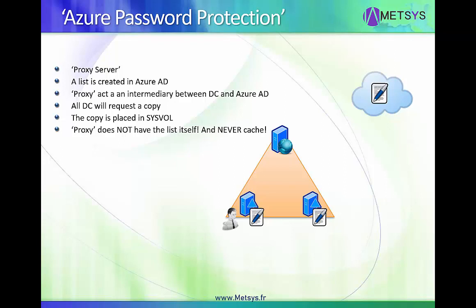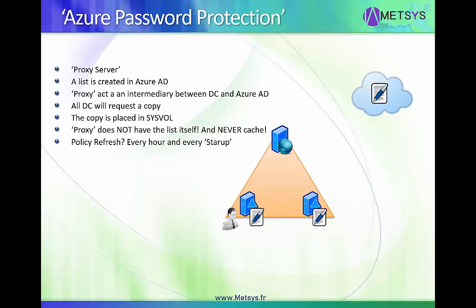So the domain controllers need to always have a recent, updated copy of the list. If you ask about the refresh time of this policy configuration of Azure Password Protection, every time you start the domain controller, it will request a copy of the list. And every hour, the copy will be renewed.